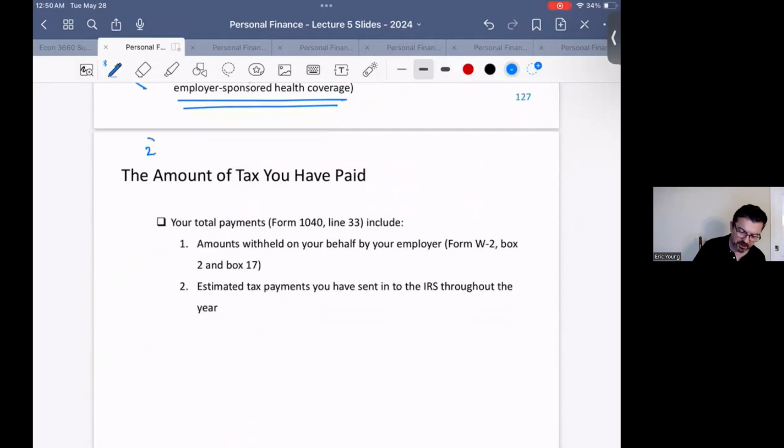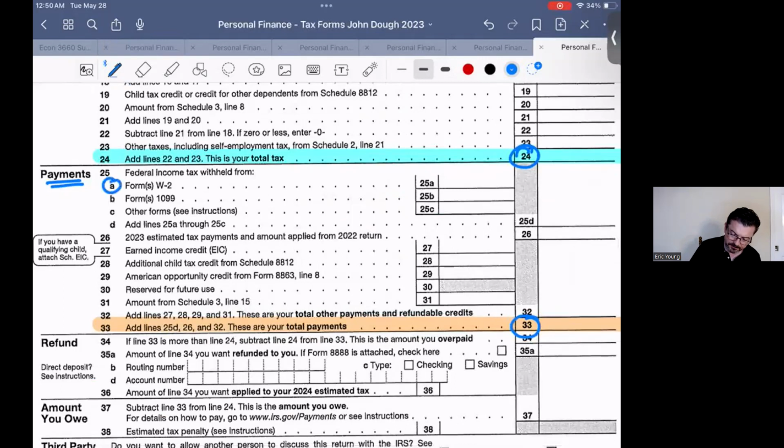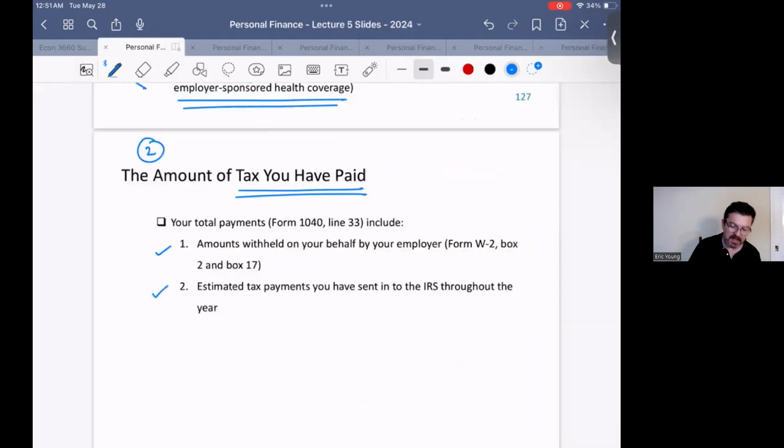The second big picture is the amount of tax that you've paid. And this just comes, like we said before, from W-2 withholding or from estimated taxes that you've paid. W-2 withholding goes here. Estimated taxes that you've paid go here. You add them all up and your total payments go there, and then you compare it and you're done. So that, my friends, is the basics of how your W-2 works and how it ties into your tax return.